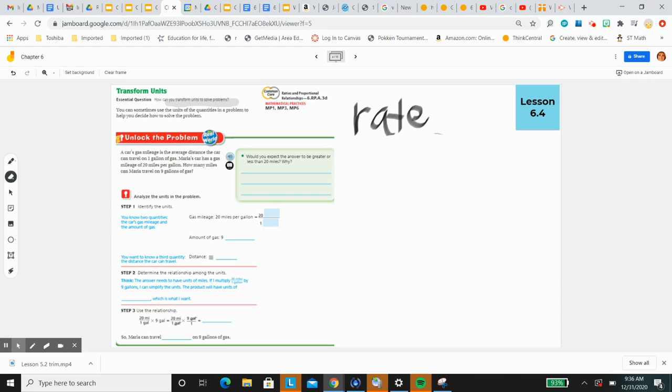All right, so let's take a look at the problem that we have in our lesson today. It says a car's gas mileage is the average distance that the car can travel on 1 gallon of gas. Think about that. Your car can go 28 miles per gallon or 10 miles per gallon, whatever. Our cars are all different. My truck can do 20 miles per gallon. That's just typical. This is kind of that same kind of problem. Marla's car has gas mileage of 20 miles per gallon. Hey, that's just like my truck. Whoops, I just erased that. Now here's what we have to solve: how many miles can she travel on 9 gallons of gas?